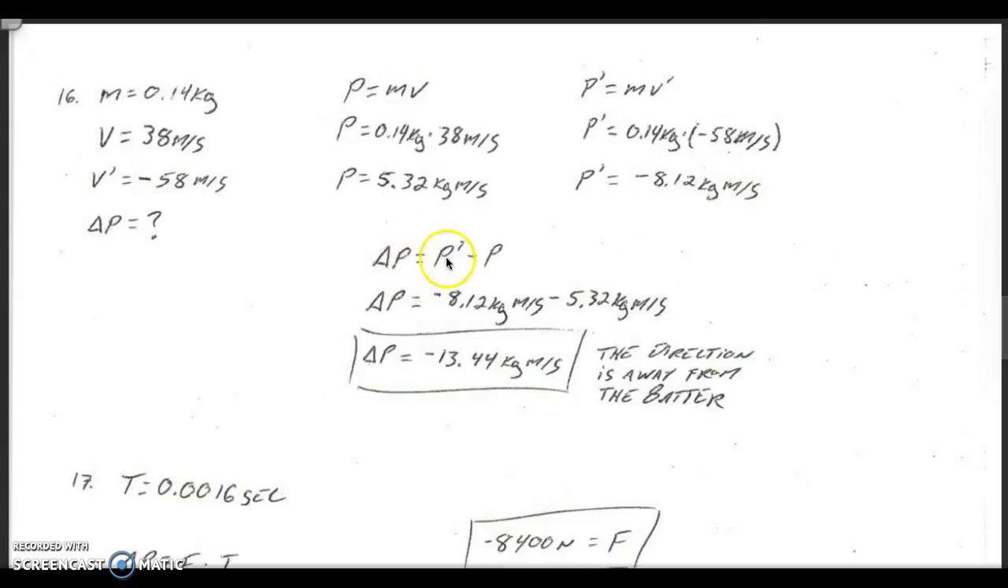Change in momentum is simply the momentum after minus the momentum before. So we have negative, the negative is very important here, 8.12 kilogram meters per second minus 5.32 kilogram meters per second. And when we get that, we get negative 13.44 kilogram meters per second. And that direction is away from the batter.